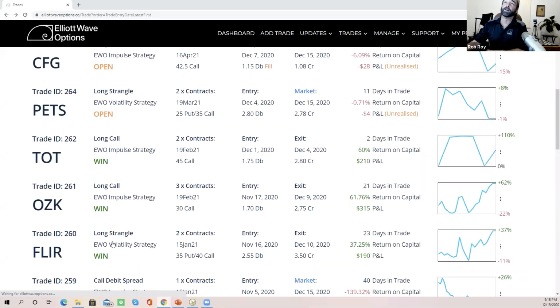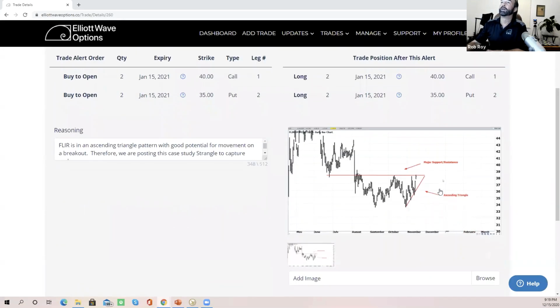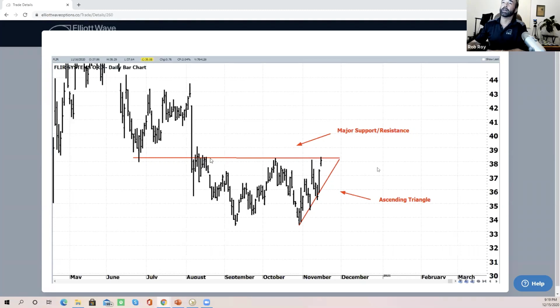And then the third one that we've taken off was on FLIR. This one was 37.25%, same time frame in the 3-week period. And you can see here that we had this ascending triangle pattern. So when you get in that 30 to 70% profit range, that's what we're looking for the profits on our volatility portfolio. We can look for bigger gains in the impulse portfolio, the directional trading.